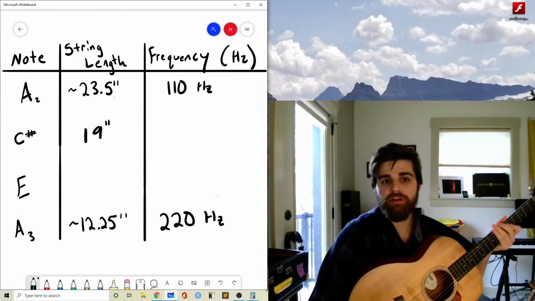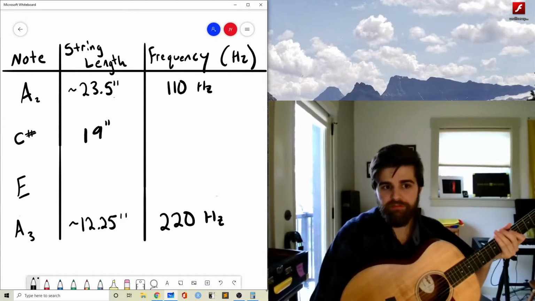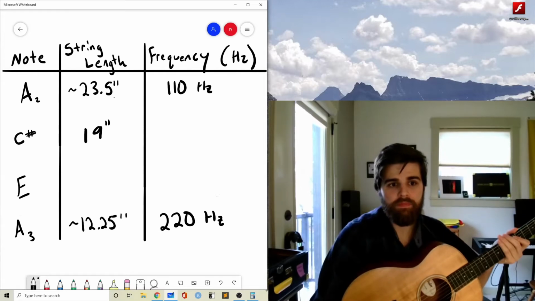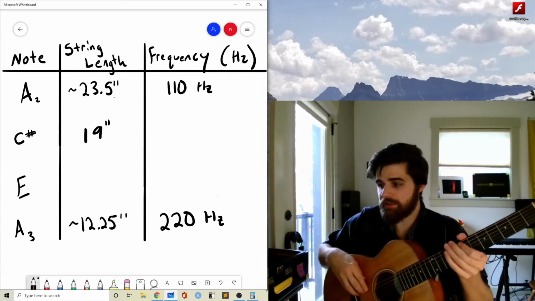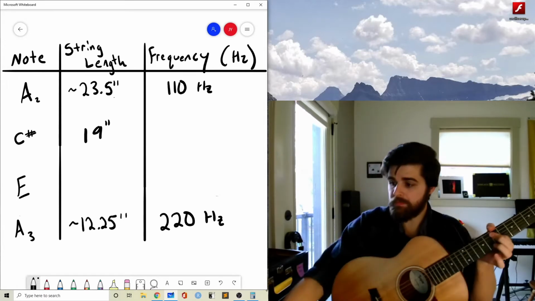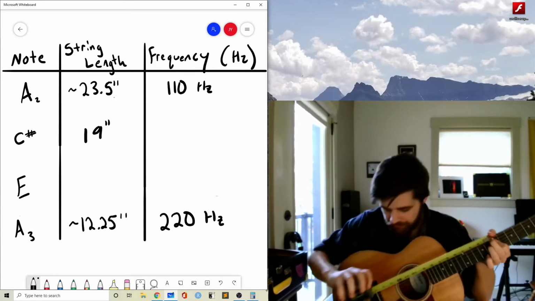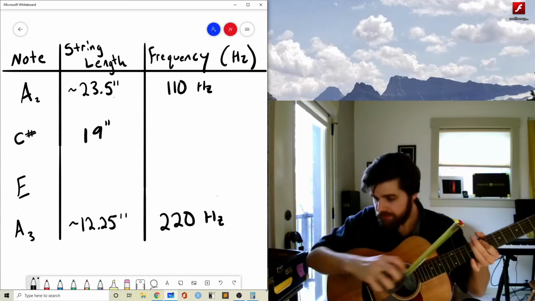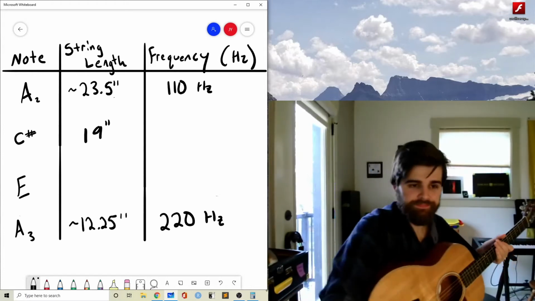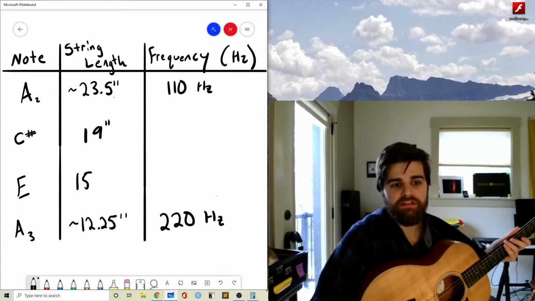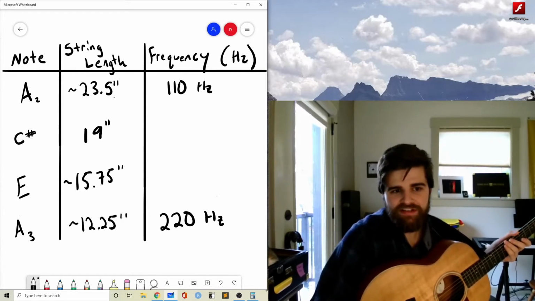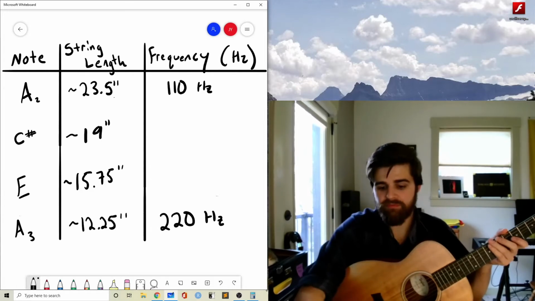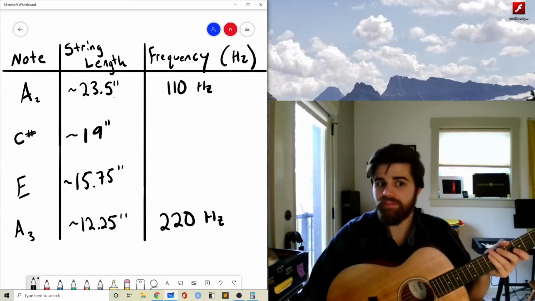So let's see if we can figure out what the frequency is going to be for that with a little bit of math. Actually, let's go ahead and measure for an E as well. So E would be the 7th fret here, which comes out to about 15 3/4 inches. And now I'm not measuring perfectly, so you're going to see our answers are just a little bit off. So that little squiggle means about that much.